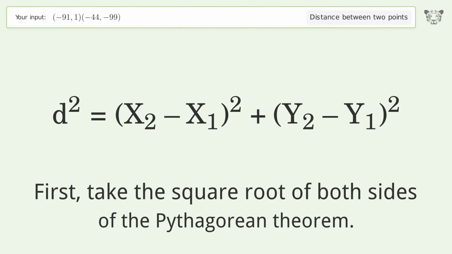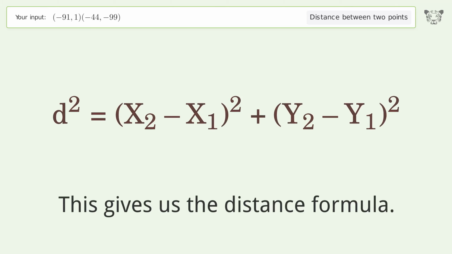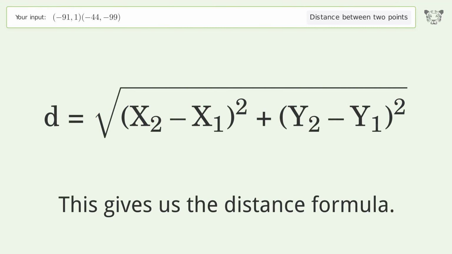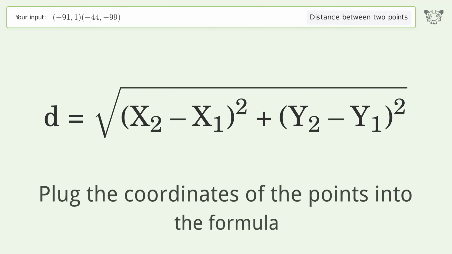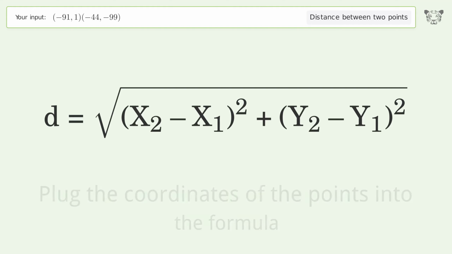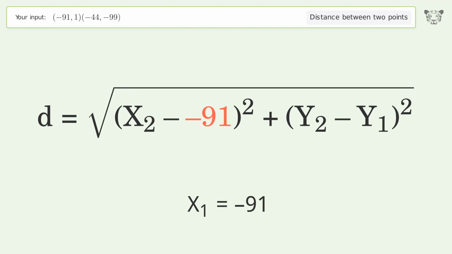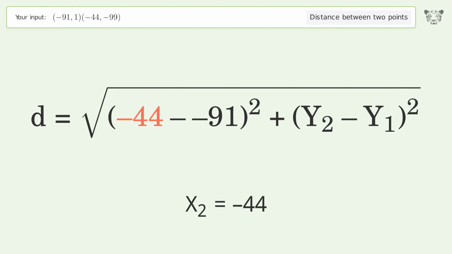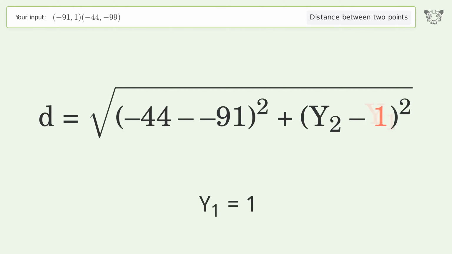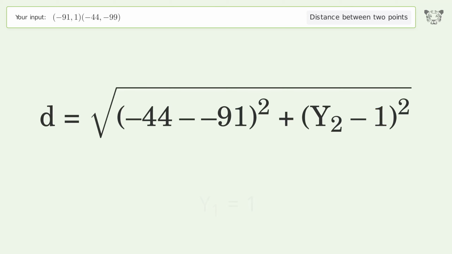First, take the square root of both sides of the Pythagorean theorem. This gives us the distance formula. Plug the coordinates of the points into the formula. x1 equals -91. x2 equals -44. y1 equals 1. y2 equals -99.